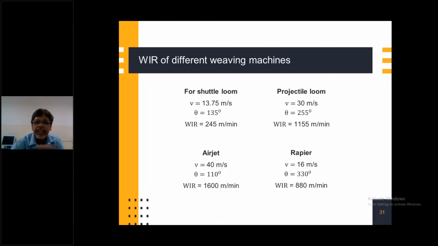And here V is around 16 meters per second, and theta available for this machine is around 330 degrees. So theta depends upon the specific design of the insertion of this material. That's why it can be 255 for projectile, 330 for rapier, and 110 for the jet. Combining the velocity and theta angle available, we get the weft insertion rate of different machines.